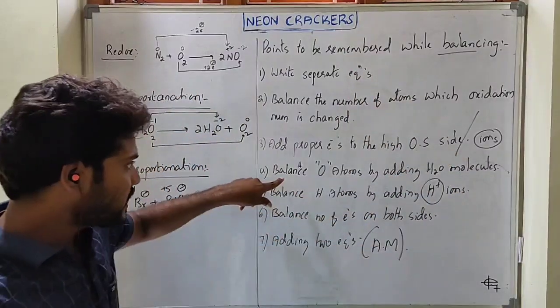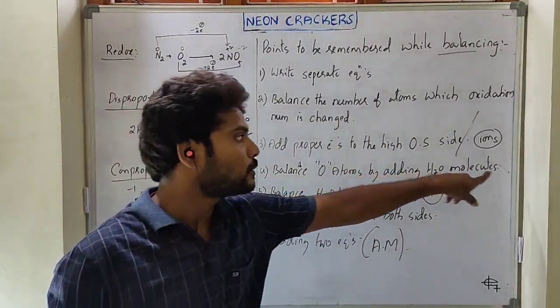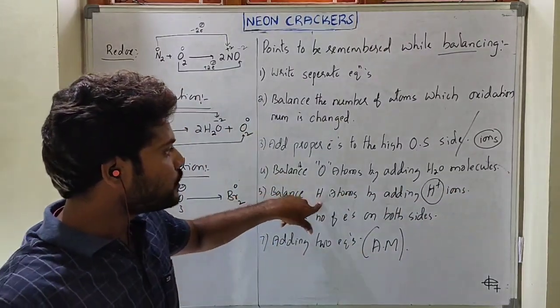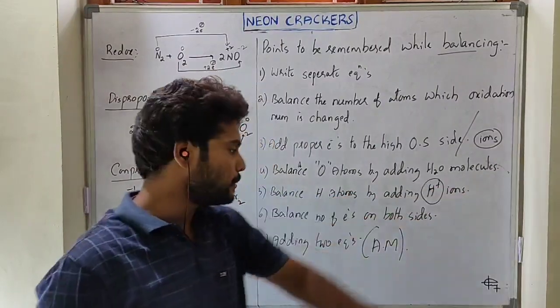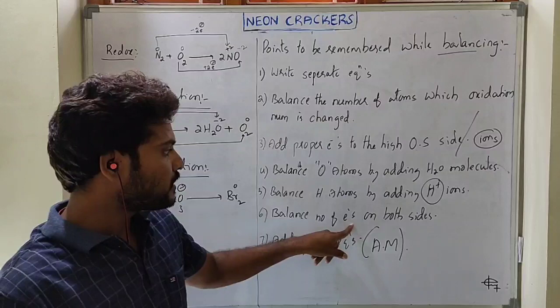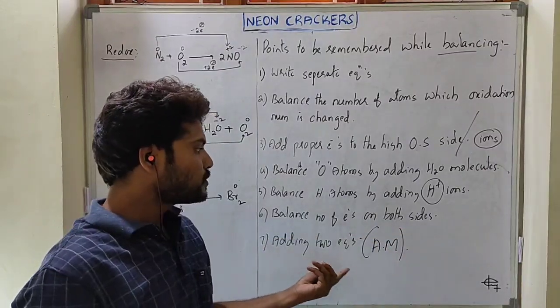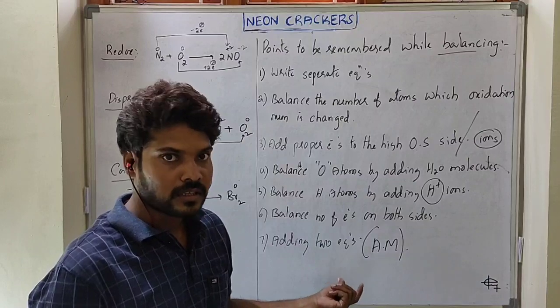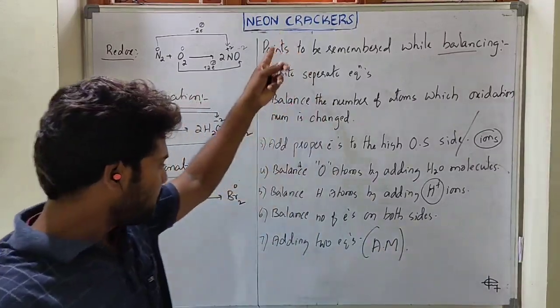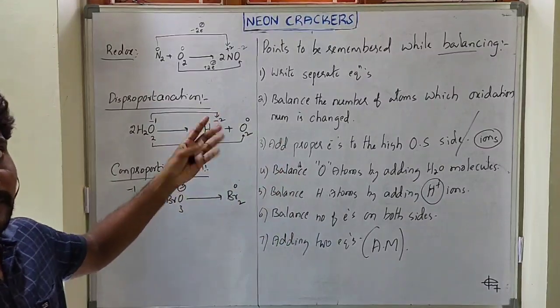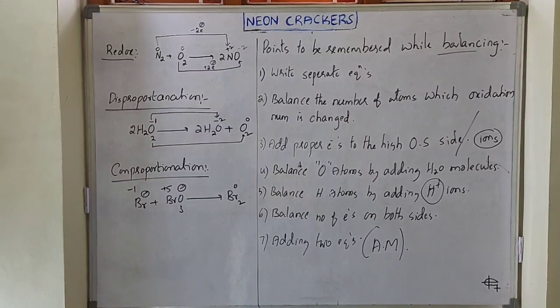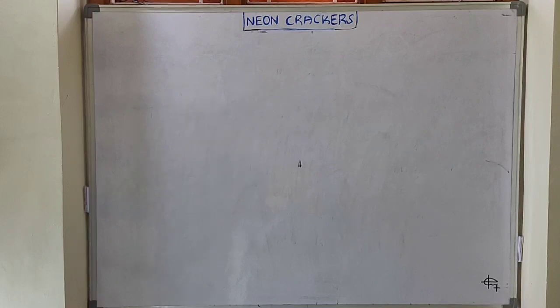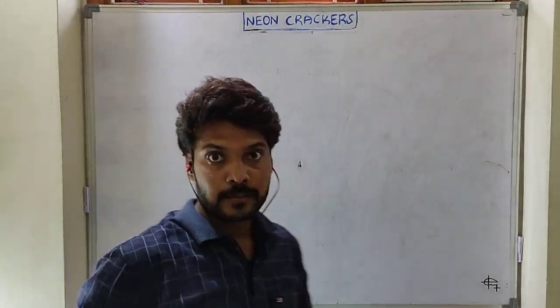Let's see the explanation. Next one, balance the oxygen atoms by adding water molecules. Next point, balance the hydrogen atoms by adding H plus ions. From this one we can find the medium is acidic medium. And last one, balance the number of electrons on both sides. So by adding these two equations we can get the final balanced equation in acidic medium. So remember these 7 points well, and I am wrapping up. We will see with an example.